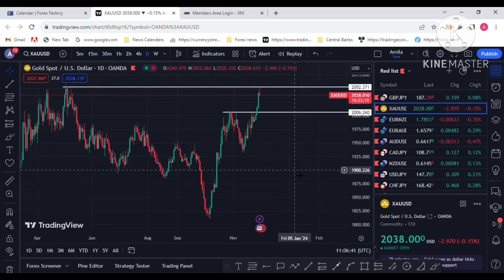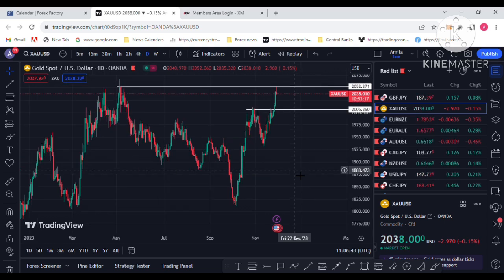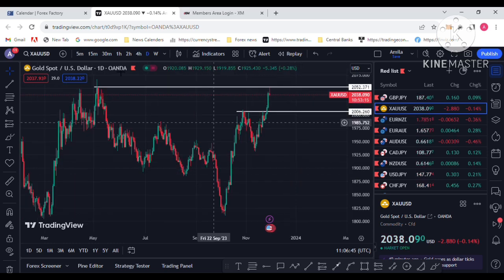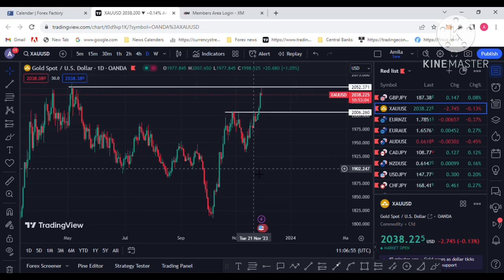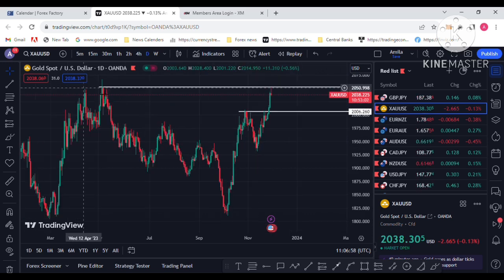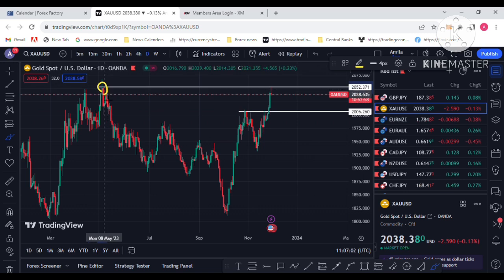You can see I am in the daily chart of gold. There is strong resistance at the 2050 level. You can see on the left side a strong sell zone, strong resistance. Technically, I am seeing this 2050 level as resistance, and I am hoping price will be rejected to the downside from here.